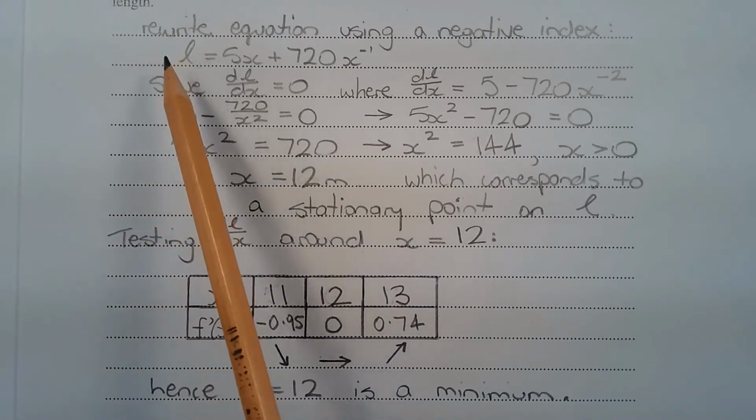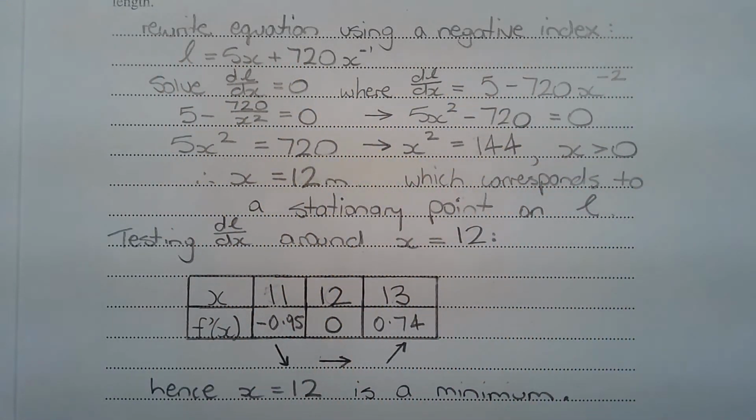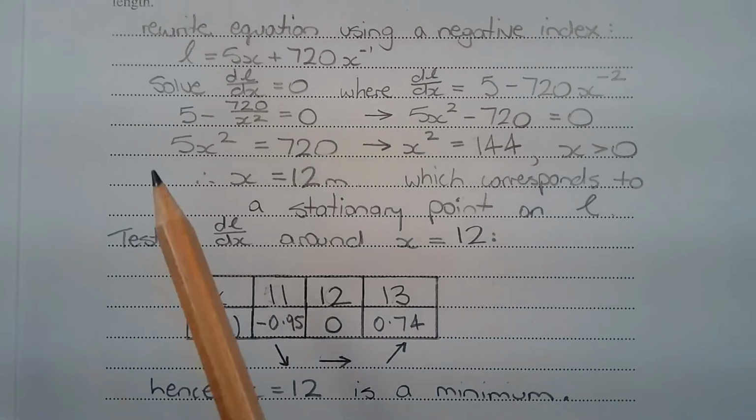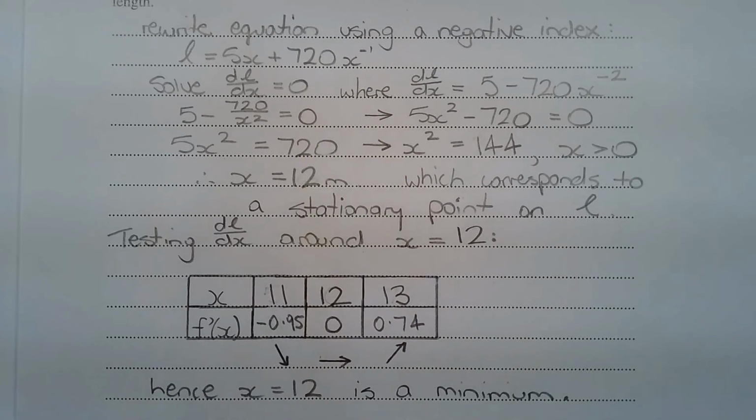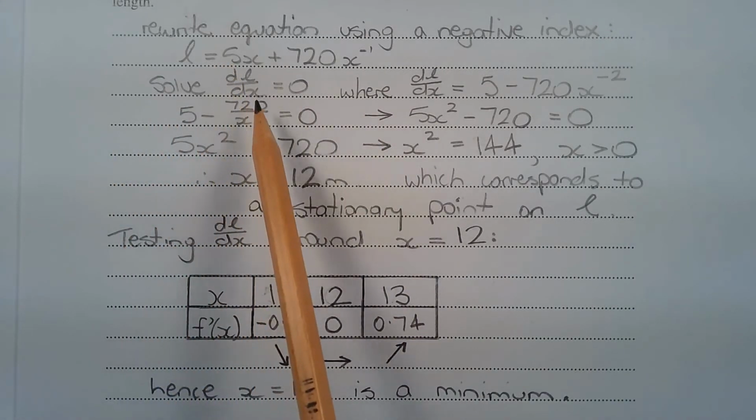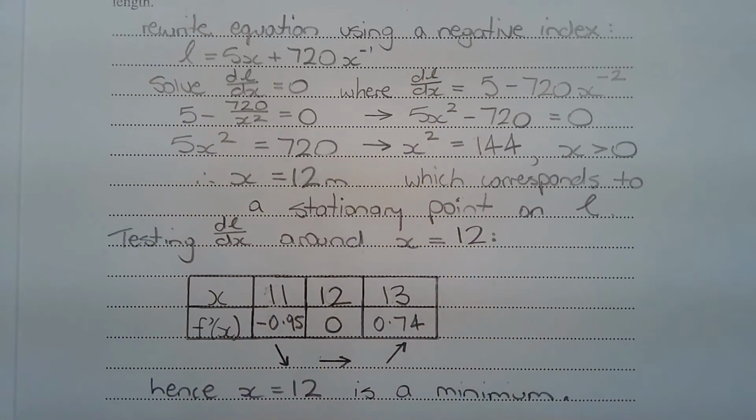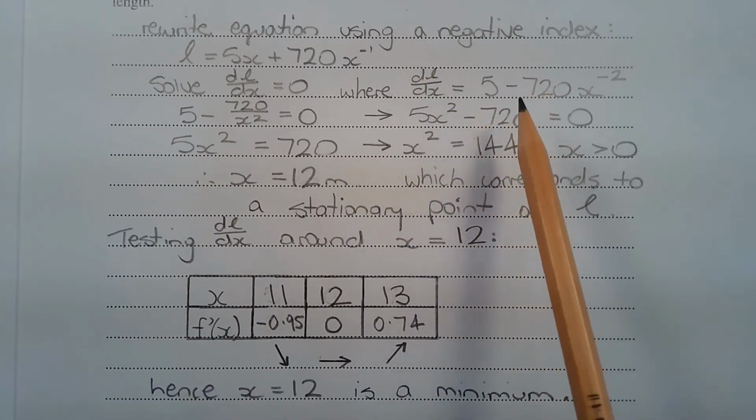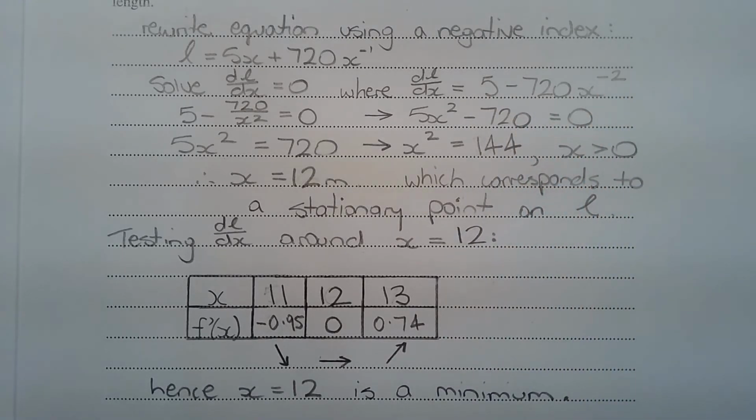The first step is to rewrite the equation using a negative index, which makes the differentiation of L with respect to x easier. So L equals 5x plus 720 times x to the power of negative 1. The next step is to solve the equation dL/dx equals 0, where dL/dx represents the derivative of L with respect to x, which is 5 minus 720 times x to the power of negative 2, which is equal to 5 minus 720 over x squared.